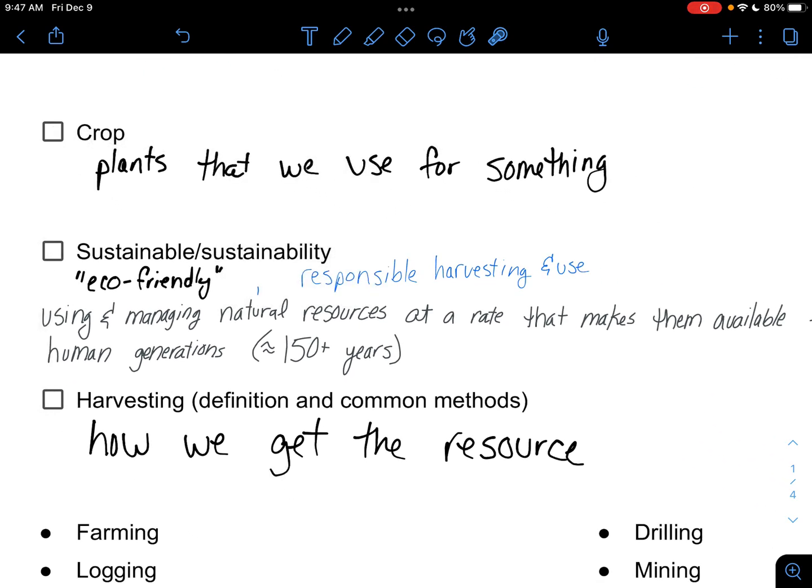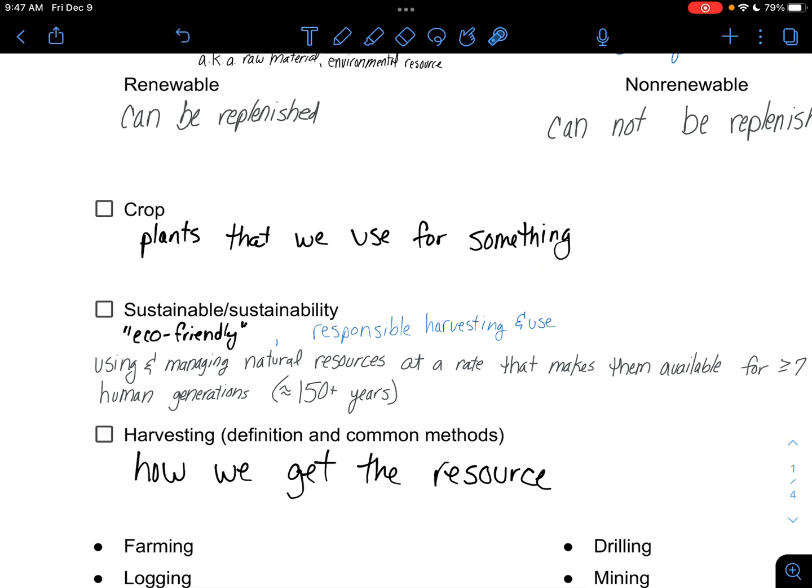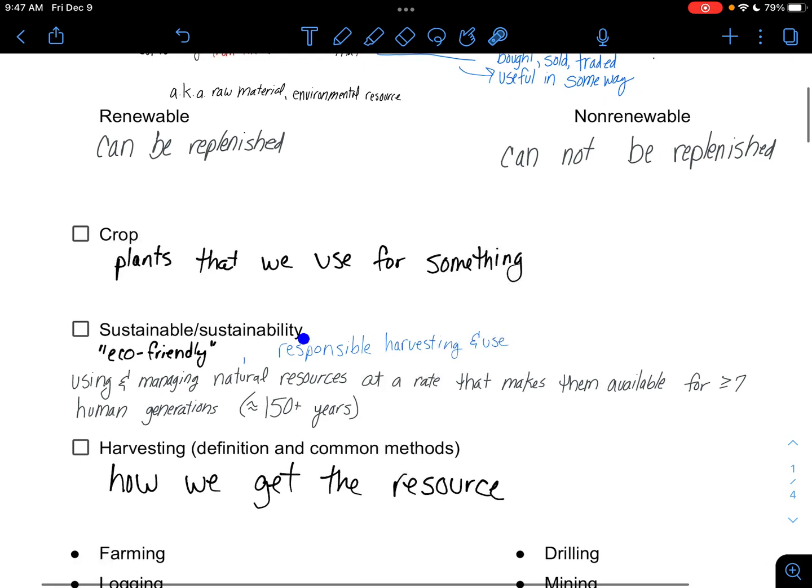Now, mathematically, scientifically, we define this as the resources we're using. If we can calculate them to be available for 7 human generations into the future, it's about 150, 175 years, then that is sustainability. But so much of this comes down to how we harvest them and how we use them. So sustainability is really tied to renewable and non-renewable resources. So like, how quickly does the resource we're using replenish itself versus how fast are we using it?